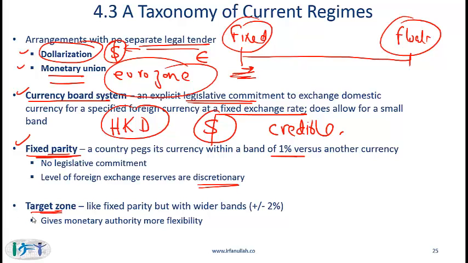Next is target zone, which is like fixed parity but with wider bands. Here we had 1% bands. Here we typically have a plus minus 2% band, which gives the monetary authority a little more flexibility.